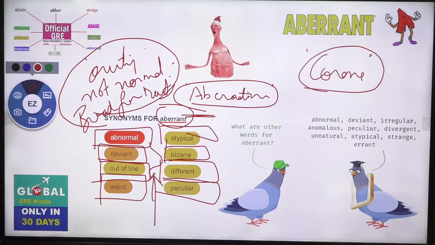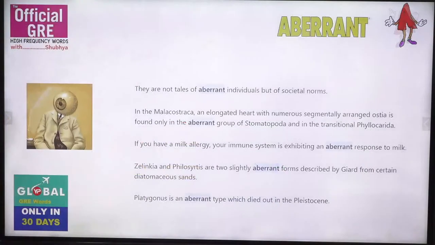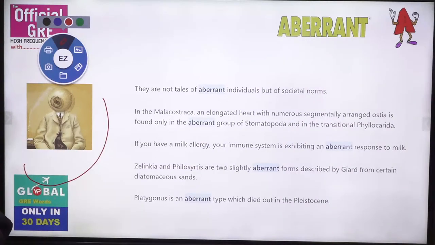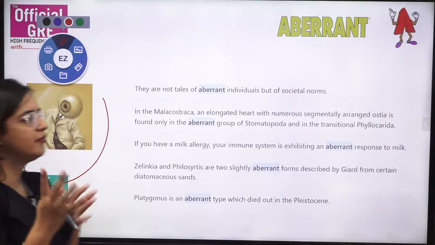Next is, now how to use this word in sentences. Now see, this is termed as something that is not normal. You cannot see a normal human with a robotic face and all that. So, if you have seen the Robot movie, then there are two kinds of Rajnikants.